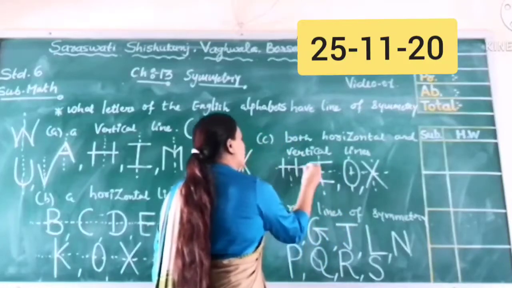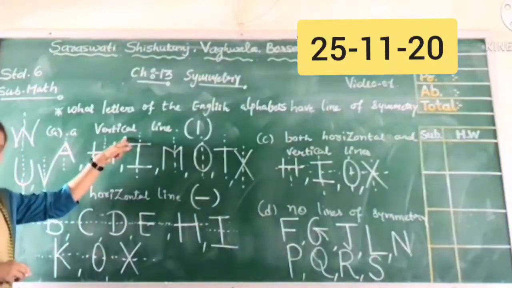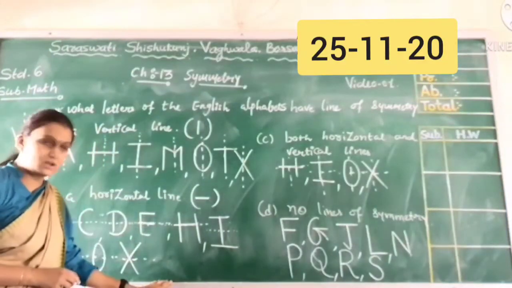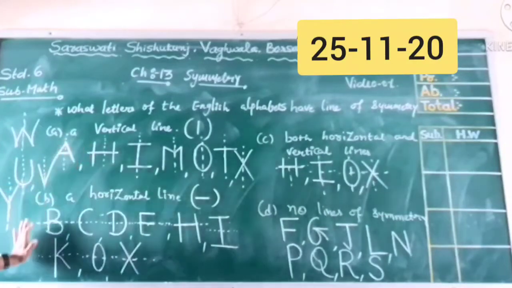Okay. Then Y. Y also has a vertical line of symmetry. We cannot draw it horizontally. So letter Y also has a vertical line of symmetry. Okay. So letter Y will come in vertical.